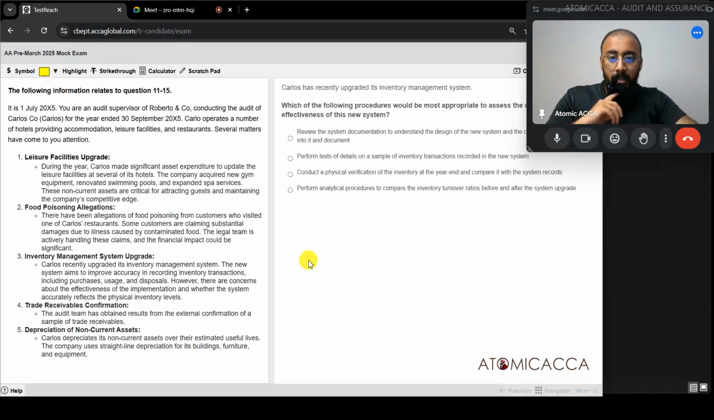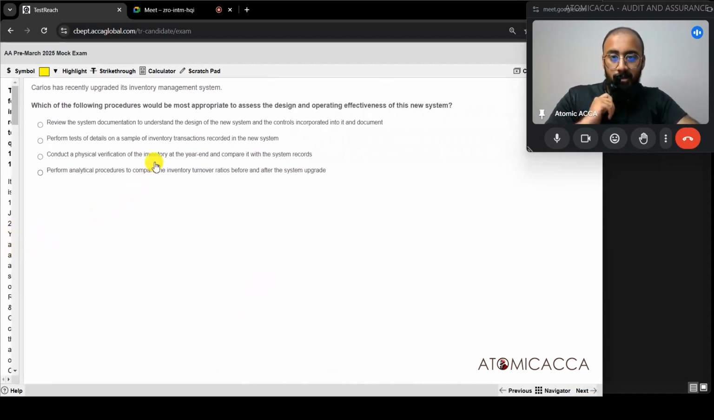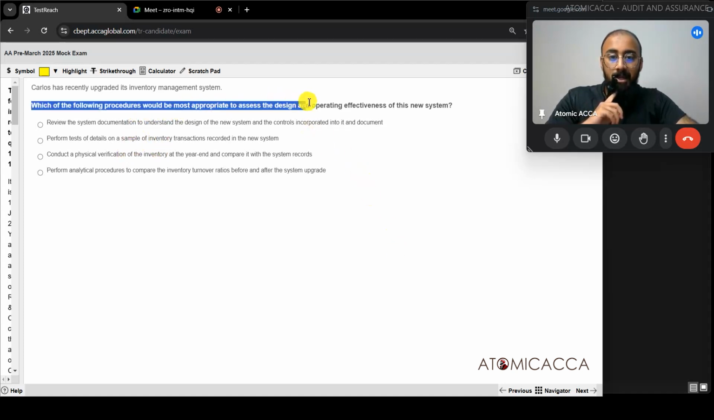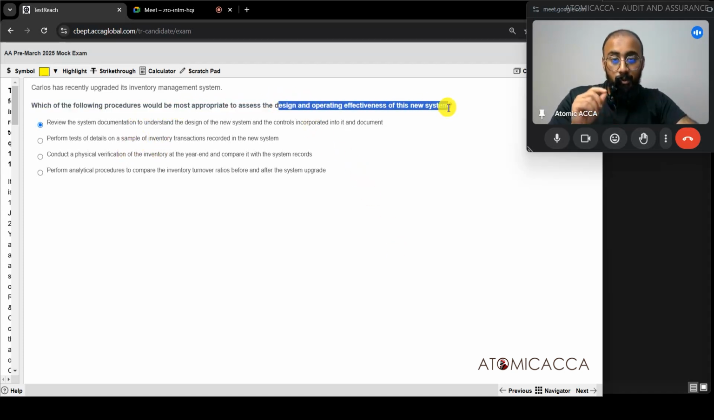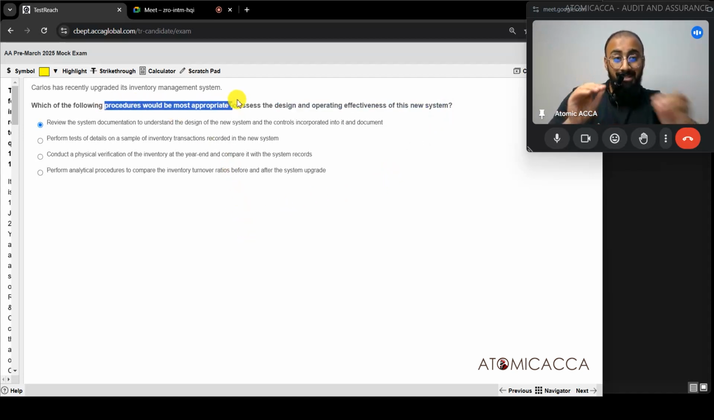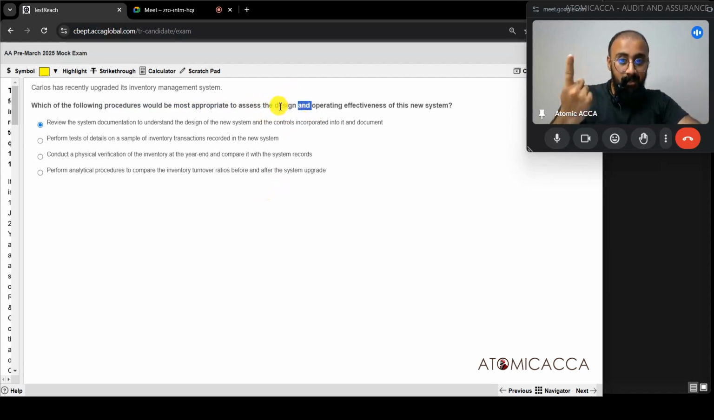Next, Carlos has recently upgraded its inventory management system. Which of the following procedures would be most appropriate to assess the design and operating effectiveness of this new system? So first thing, which procedure is most appropriate? They're not asking you to exactly figure out which assertion or anything. Secondly, they don't want to figure out whether this is completely giving out some numbers. Rather, they're specifically asking you two things. You have to always be careful with the conjunctions: to assess the design and operating effectiveness of this new system. So both need to be addressed over here. Let's read one by one.